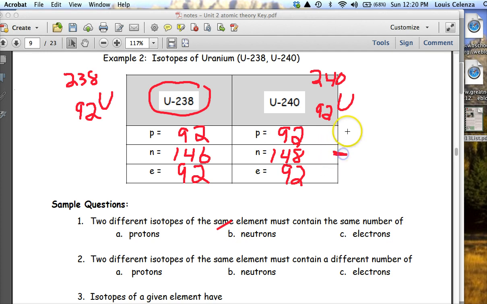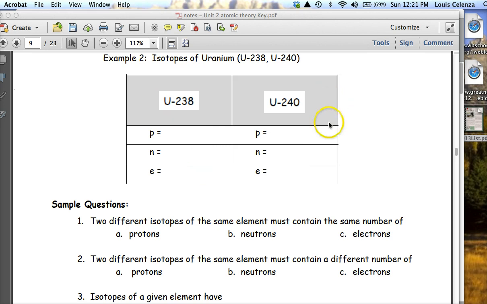They have a different number of neutrons, but the same protons, and they have a different mass. So those are two examples and two ways of writing symbols or isotopic notations, which is how they refer to it. Let's look at the problems down here.